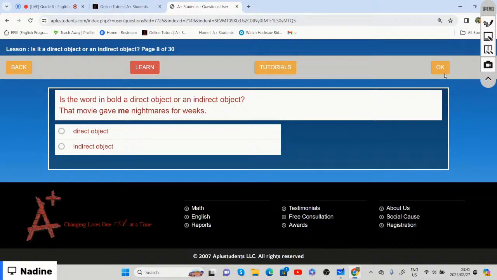So that movie gave me nightmares for weeks. Is that a direct object or an indirect object? So the word me, is that a direct object or an indirect object? And remember, we said that when it comes to a direct object, you need to ask yourself what or whom it is acting on. An indirect object is again in between a verb as well as a direct object.